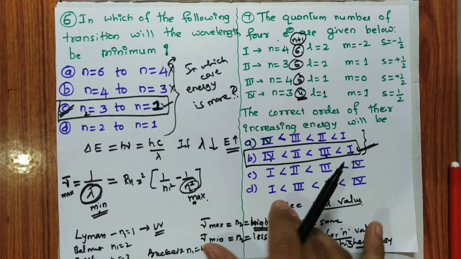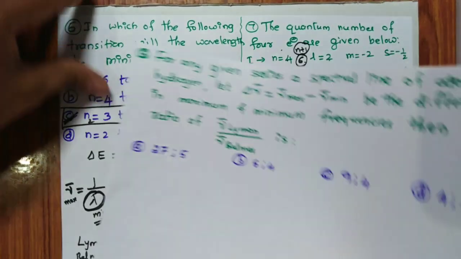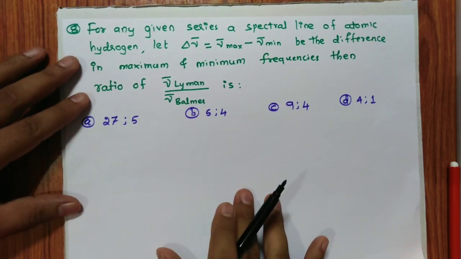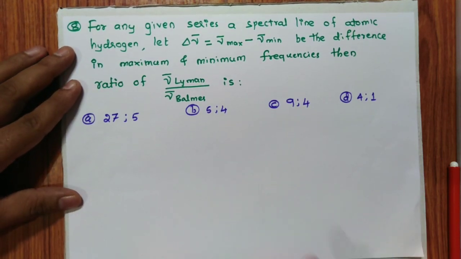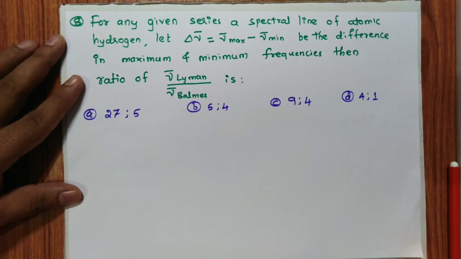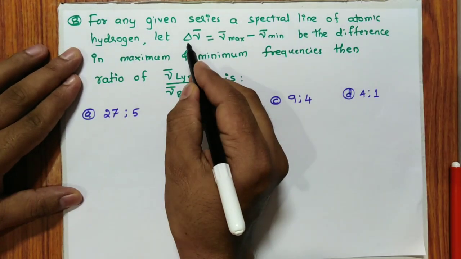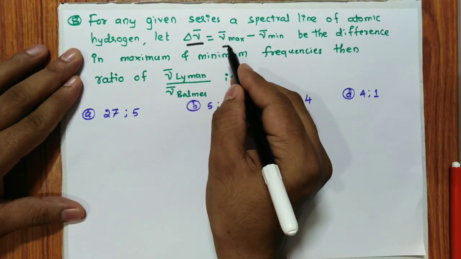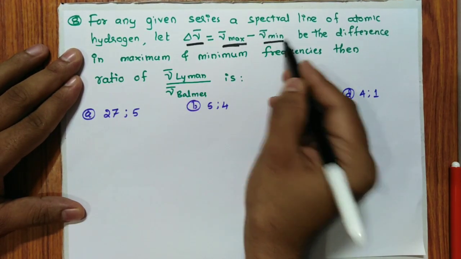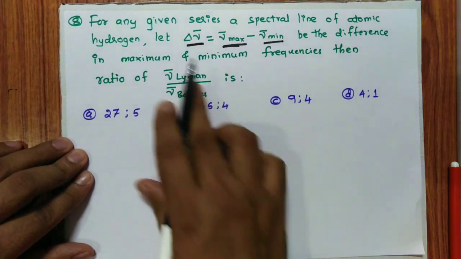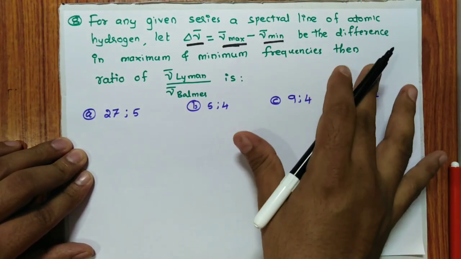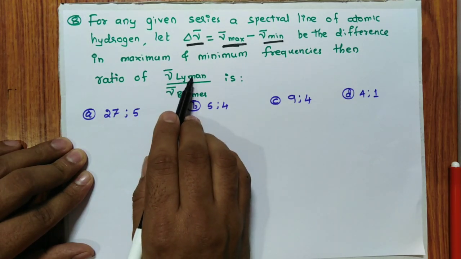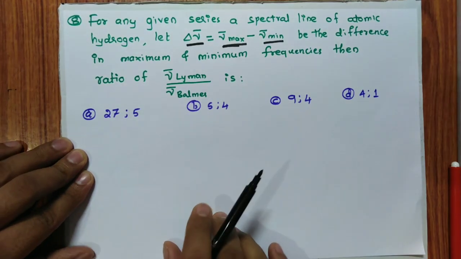Let us see the 8th question. Very important question, the 8th question which was asked in the last JEE exam. Remember that. For any given series of spectral lines of atomic hydrogen, let delta nu bar equal nu bar maximum minus nu bar minimum be the difference in the maximum and minimum frequencies. Then the ratio of delta nu bar of the Lyman series divided by delta nu bar of the Balmer series is.